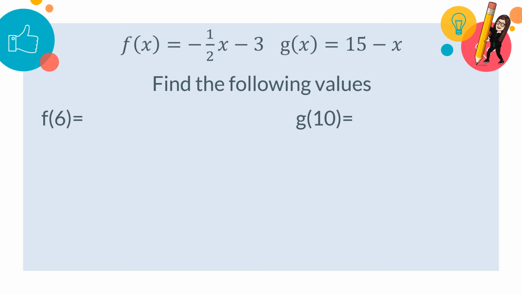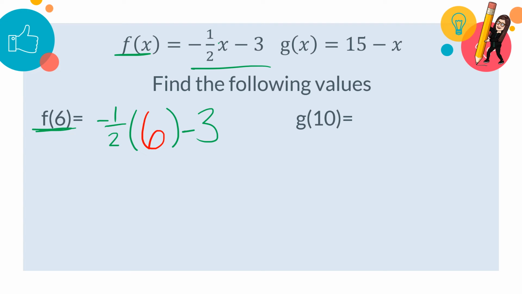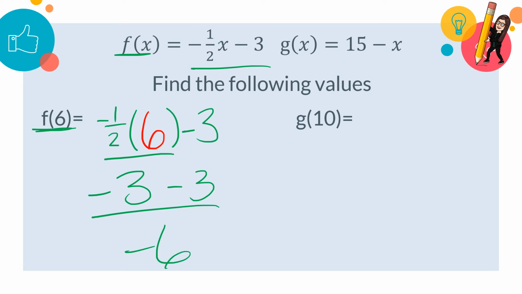Let's go again. F of 6. Take the F rule and plug in 6. So the difference here is it's a little more involved. I'm going to set it up first. Instead of x, I put a parenthesis. And instead of a parenthesis, I'm going to plug in a 6. Well, let's calculate. Negative half of 6 would be negative 3. Negative 3 minus 3, negative 6.